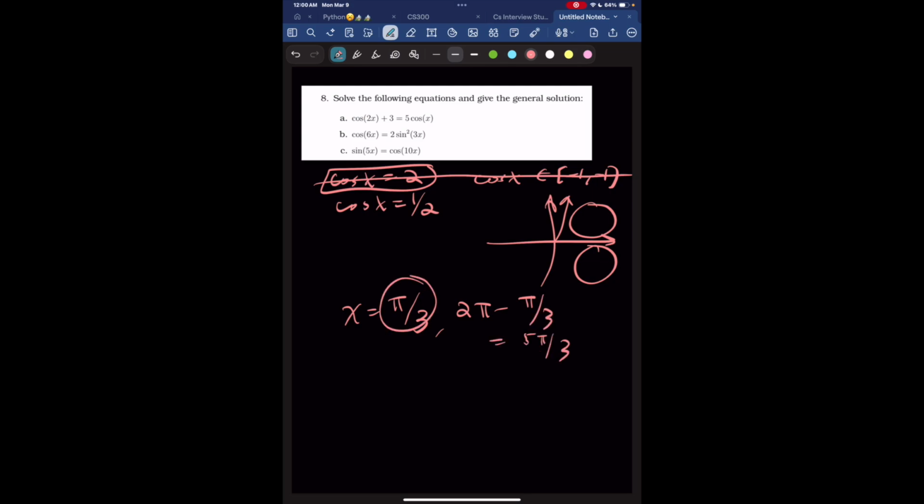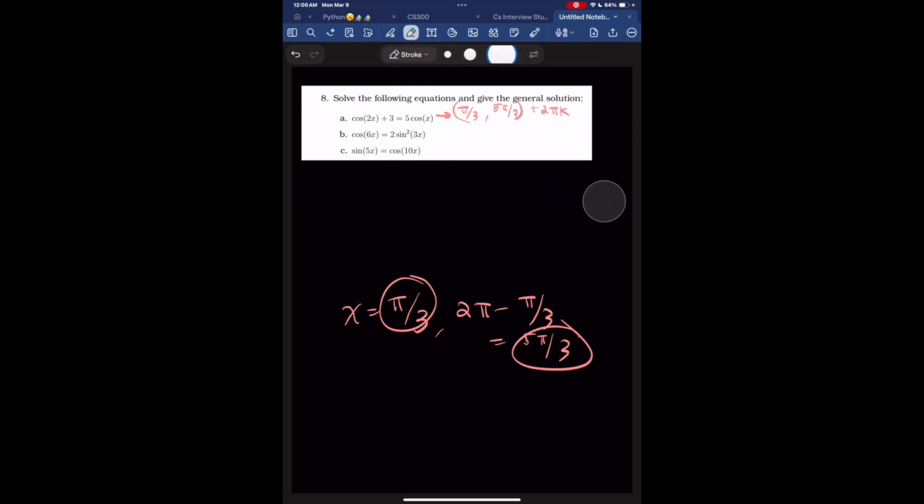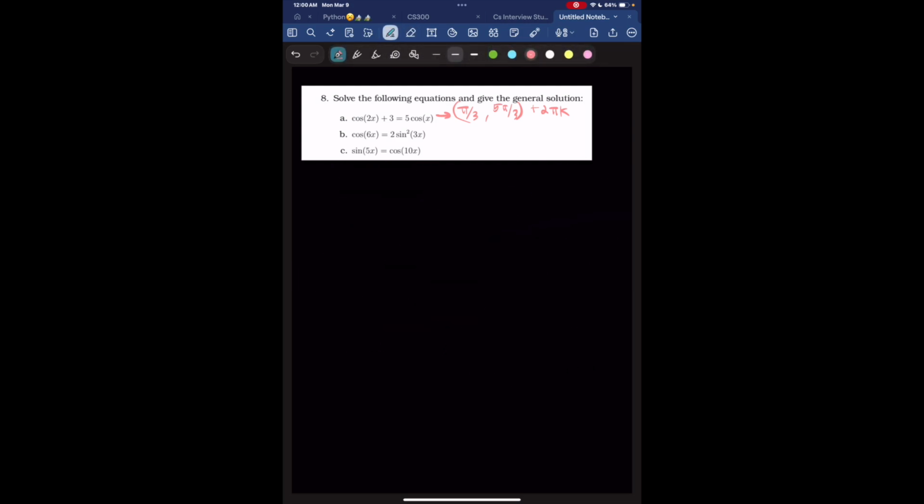Hence, these are our two solutions, so we simply add 2 pi k to both of them to get the final answer. So it's 5 pi over 3 or pi over 3 plus 2 pi k, where k is any integer. It could be negative. So continuing with part B, how do we do that?